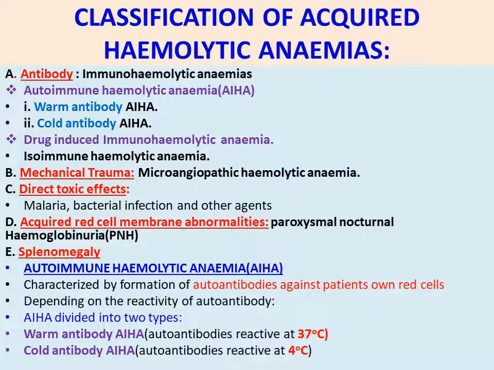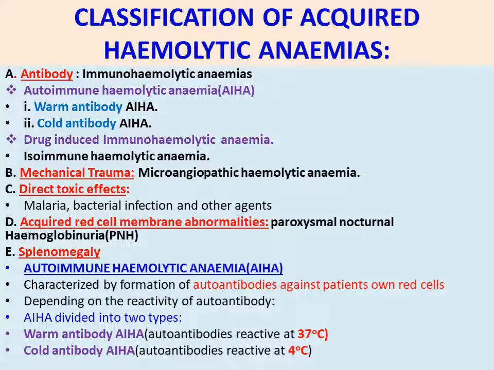Next, D, acquired red cell membrane abnormalities. An example is paroxysmal nocturnal hemoglobinuria, PNH. P stands for paroxysmal, N stands for nocturnal, H for hemoglobinuria. PNH is an example for the acquired red cell membrane abnormalities. Next, E, splenomegaly, enlargement of spleen, which is observed in hemolytic anemia. So we will discuss these five one by one.